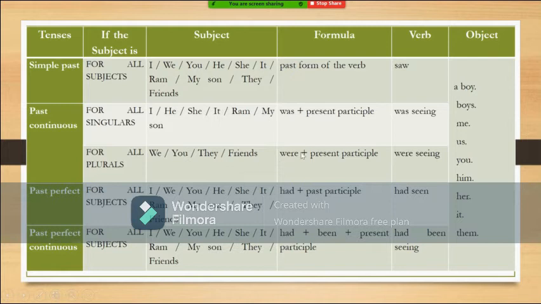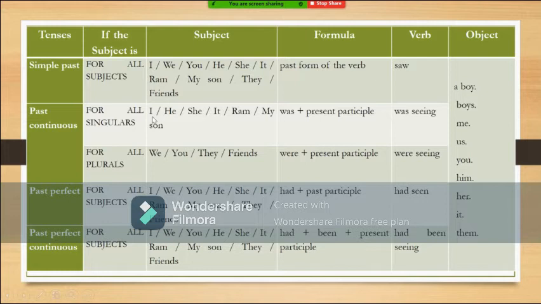These was and were are applicable only in two tenses, simple past and past continuous. They cannot be used in past perfect or past perfect continuous tenses. In past continuous, was is used for singulars, were is used for plurals. If the subject is singular, you have to use was. If the subject is plural, you have to use were.